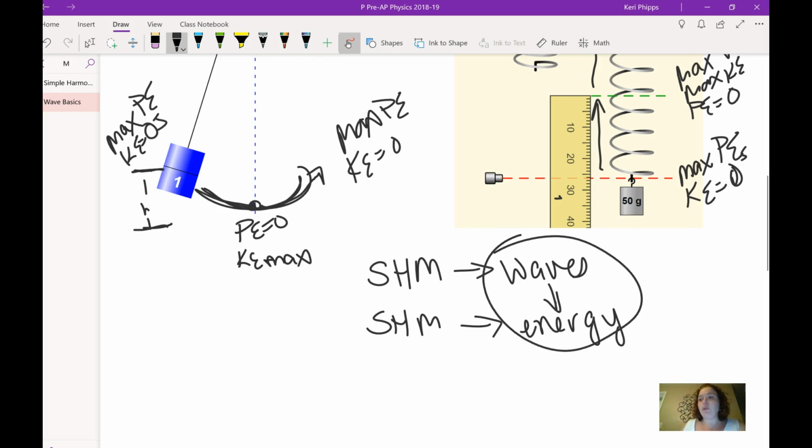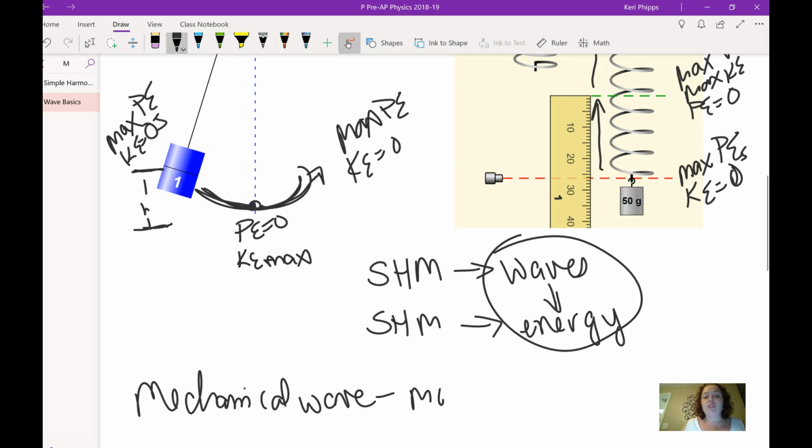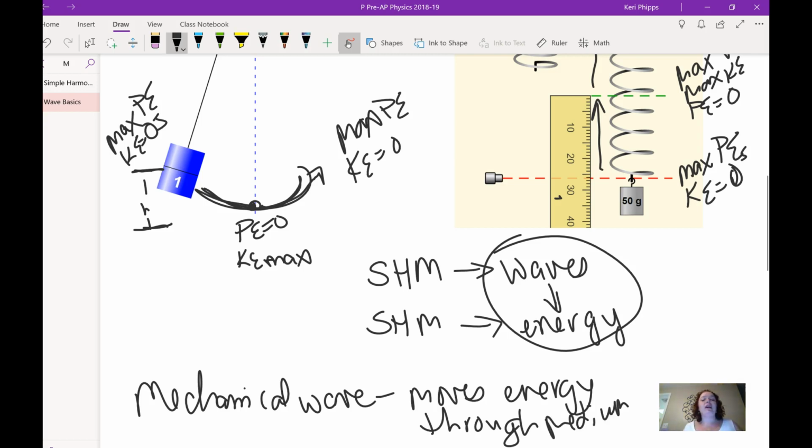More specifically, we're talking about a mechanical wave, where a mechanical wave is basically a disturbance that moves energy through a medium. Okay, I want you to get this. A wave is just energy moving through a medium. That's all it is. It does not matter. Waves are energy. Now the question is, what's a medium? Medium is just what the wave moves through.